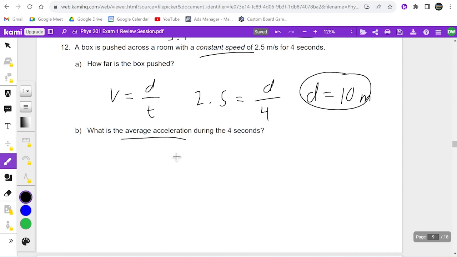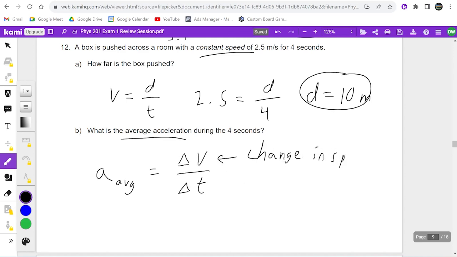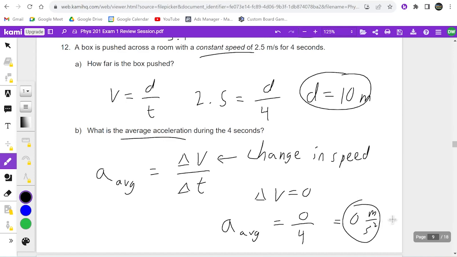Next, the average acceleration. This is a harder question, but all you need to do is use the average acceleration formula, which is delta v over delta t. And remember, delta v, that's the change in speed. Our speed was constant. So because we had constant speed, delta v was 0. So in other words, the average acceleration is 0 over 4, which is just 0. And yeah, that was kind of a trick question, but if you just followed the formula, you should have gotten it right. Any questions there?